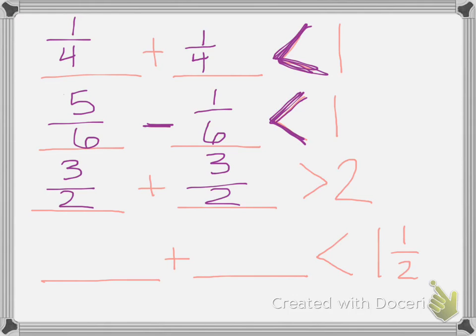And now we want a fraction that when we add 2 together is less than 1/2. So we could do 2 2s, which is 1 whole, plus 1/4, which would be 1 1/4, which is less than 1/2.